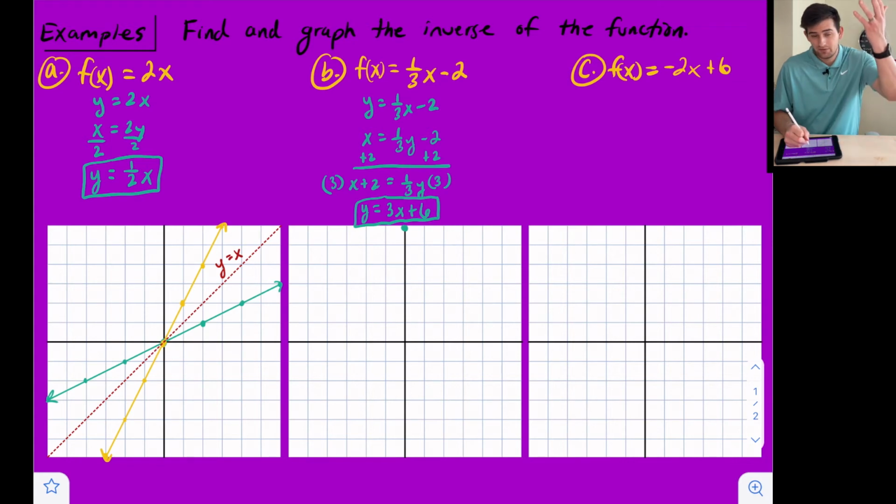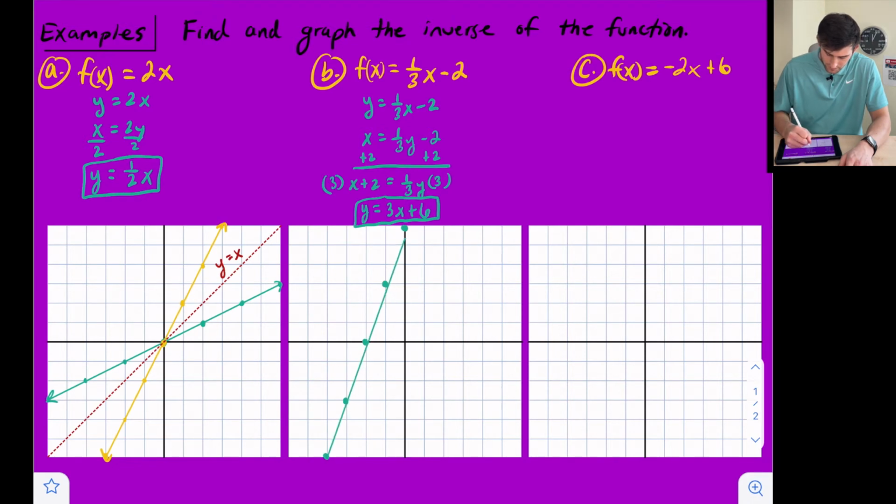So I can't go up 3 because I don't have any more graph, but I can go down 3. 1, 2, 3. If I go down, I need to go left. 1, 2, 3. Okay, so this is my inverse of my original function.